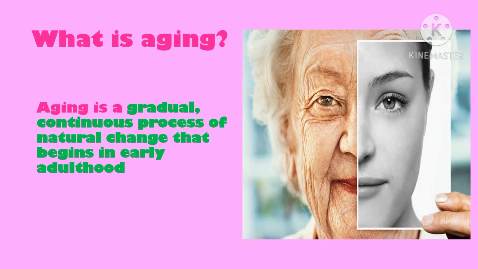So, first, let me define what aging is. Aging is a gradual, continuous process of natural change that begins in early adulthood. It is a natural phase of human life and it is the process of getting older. We know that as we get older, we usually get wrinkles, freckles, blemishes, and other skin conditions that trigger premature aging, or our skin becomes dry due to collagen reduction.